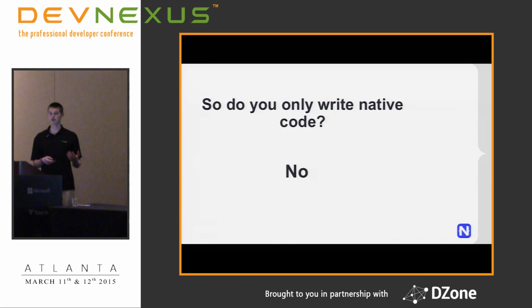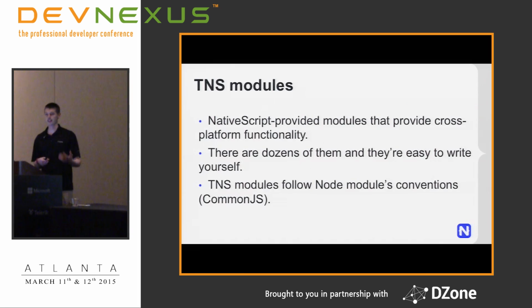The thing in NativeScript that keeps you from having to do that a lot is this concept of TNS modules. And TNS is just short for Telerik NativeScript. We use it as a shorthand because we're lazy typers lots of times. But they're basically NativeScript-provided modules that give you cross-platform functionality. So basically, they abstract away that messy platform-specific code so that you don't have to know how to make an HTTP call on iOS? Because it's actually way harder than it should be.